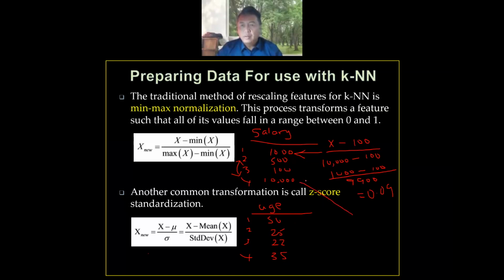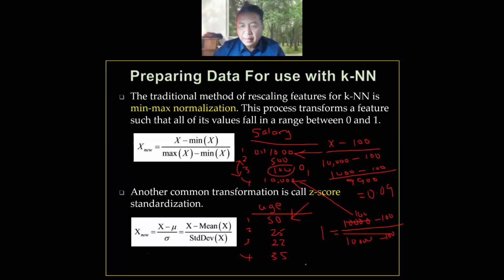So if we take this value and say the value of x is 10,000 minus 100, and then you divide by 10,000 minus 100, this one will give you 1. So this one will be replaced by 1. If you take this one, the value here will be 100, so 100 minus 100, this one will be 0. This one is 0.09. So this one will fall within the range of 0 and 1. So notice that if you take the min-max normalization, the value of your feature will be normalized to between 0 and 1.